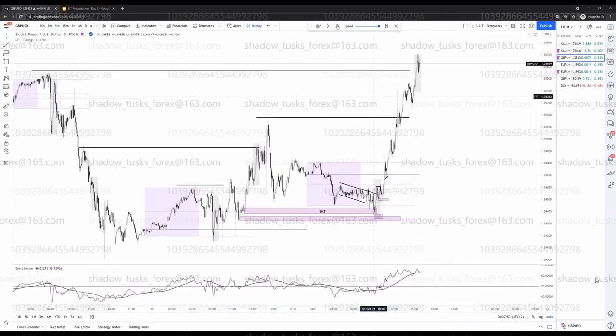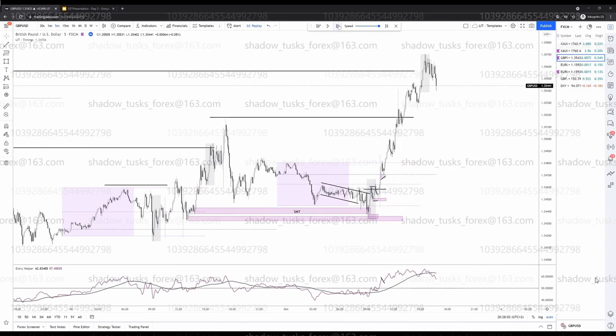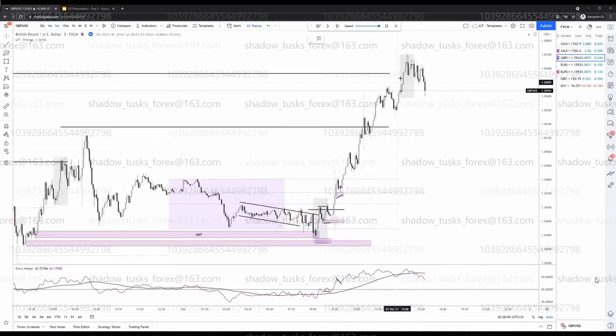I don't know. But what does the entry helper say? This is the mitigation imbalance. Okay, awesome. So what do we do? See the channel. Okay, awesome. See the downwards channel in here. Okay, perfect. So what's the extreme mitigation at this point?